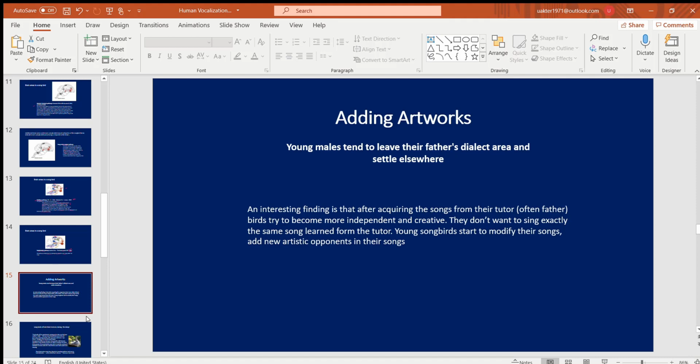However, studies have also found that they start to add some components to make the song more melodious, more beautiful. So it is like adding some additional artwork to make the painting more beautiful. So this is a very interesting finding in songbirds. They try to be more creative and distinctive from the parents.